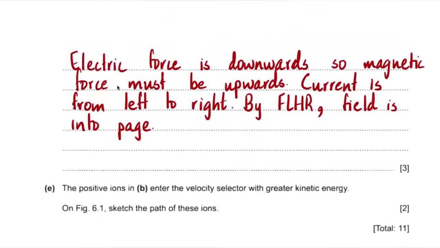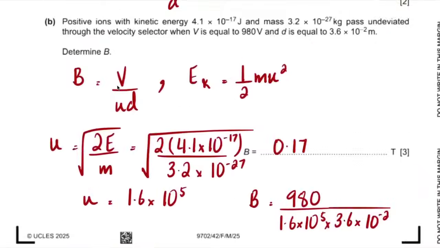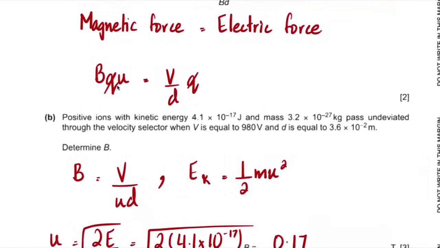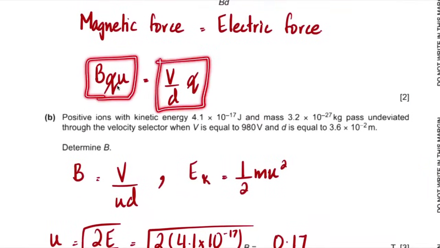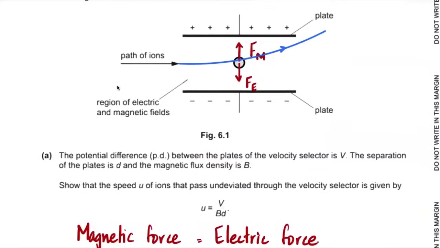Then it says the positive ions in B enter the velocity selector with a greater kinetic energy, right? So now they have a greater kinetic energy, so they have a greater velocity. Now, if they have a greater velocity, then both of these forces, which were previously equal, will no longer be equal. Velocity goes up, so the magnetic force goes up. And magnetic force was upwards, so now it deflects upwards like this.